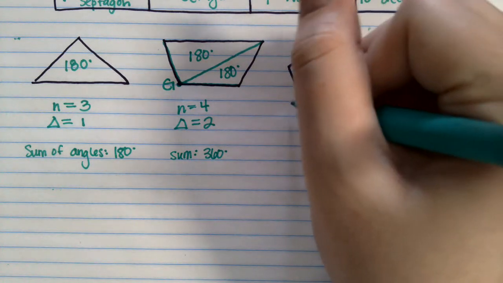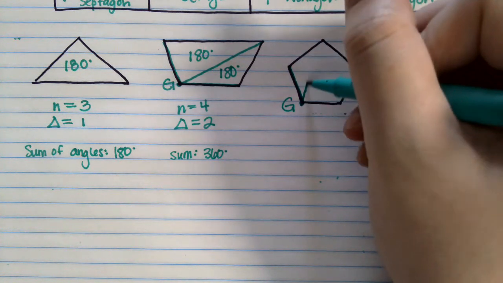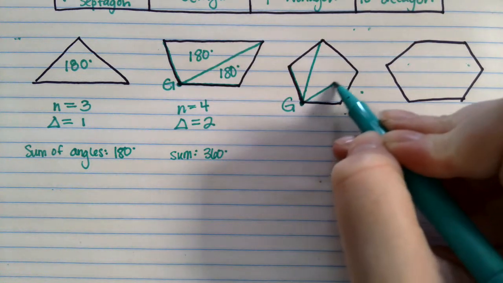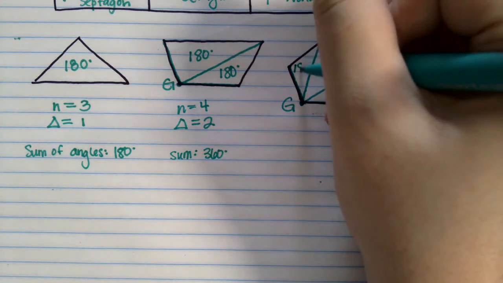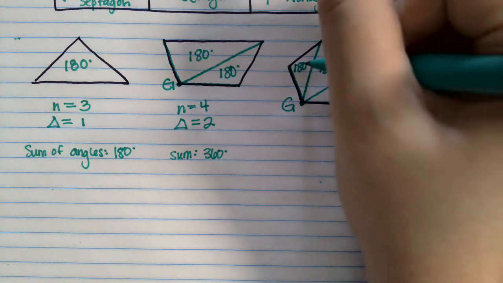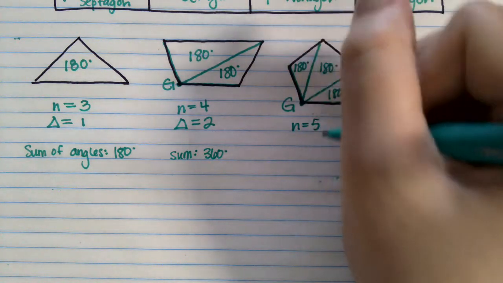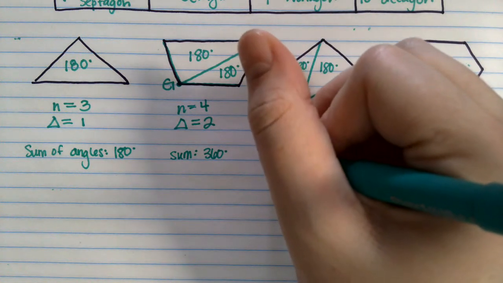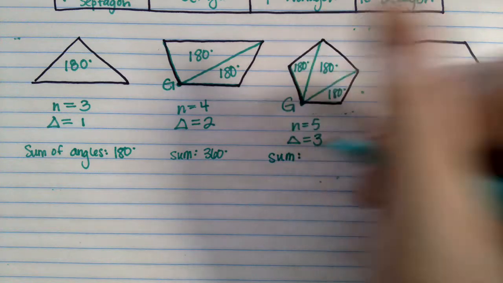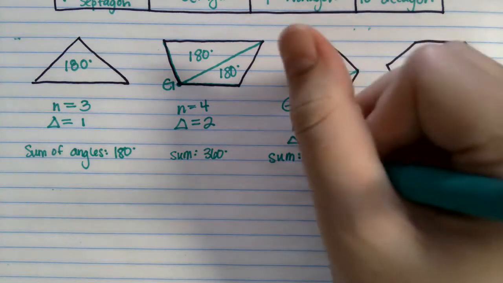Now same thing here, we're going to pick a starting point, G, and we're going to draw a line to each of the corners. So there, there, there, and there. And we create 3 triangles, all worth 180 degrees. So we have 5 sides this time, 3 triangles, and our sum, 180 plus 180 plus 180, is 540.